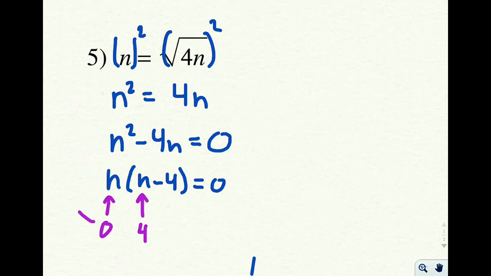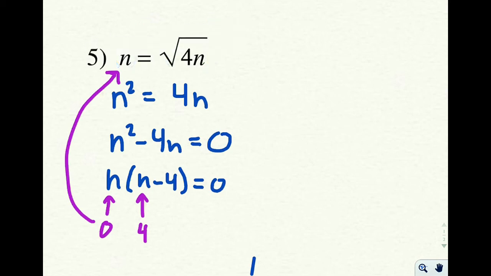And you can check this. You can plug it back into the original equation up top and say, well, if I plug in 0, does 0 equal the square root of 4 times 0, which is the square root of 0? Well, yeah, the square root of 0 is 0, so that actually works. And in the same way, I plug in the 4. Does 4 equal the square root of 4 times 4, or the square root of 16? Well, yeah, 4 does equal the square root of 16, so that works as well. So both of these are actually solutions. So you would say n equals 0 and 4.